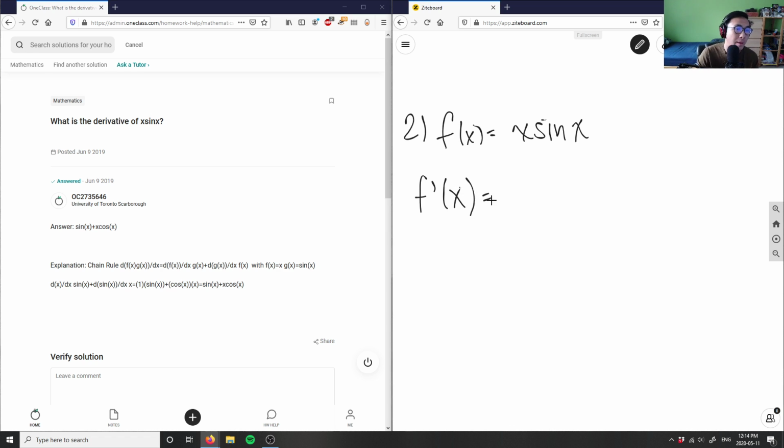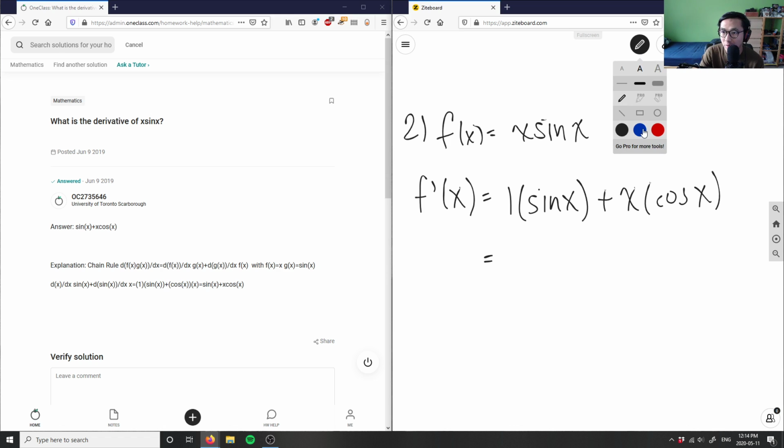In order for me to do that, I'm using the product rule. I'm finding the derivative of the first guy here, which is 1, times sine x, plus I have x and the derivative of sine x. We know the derivative of sine x is cos x, so x times cos x. This is my product rule. I'm simply taking the derivative of my first function.